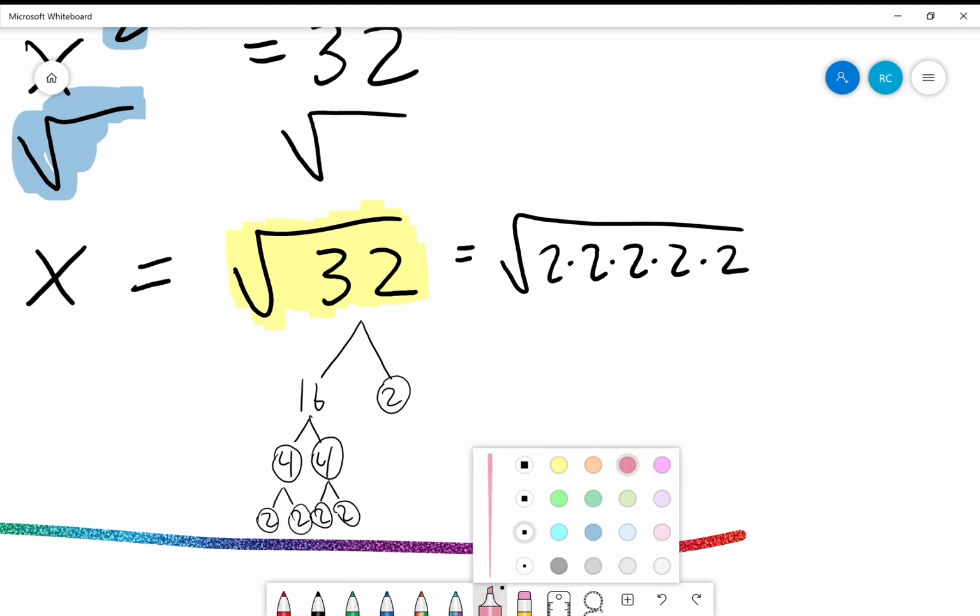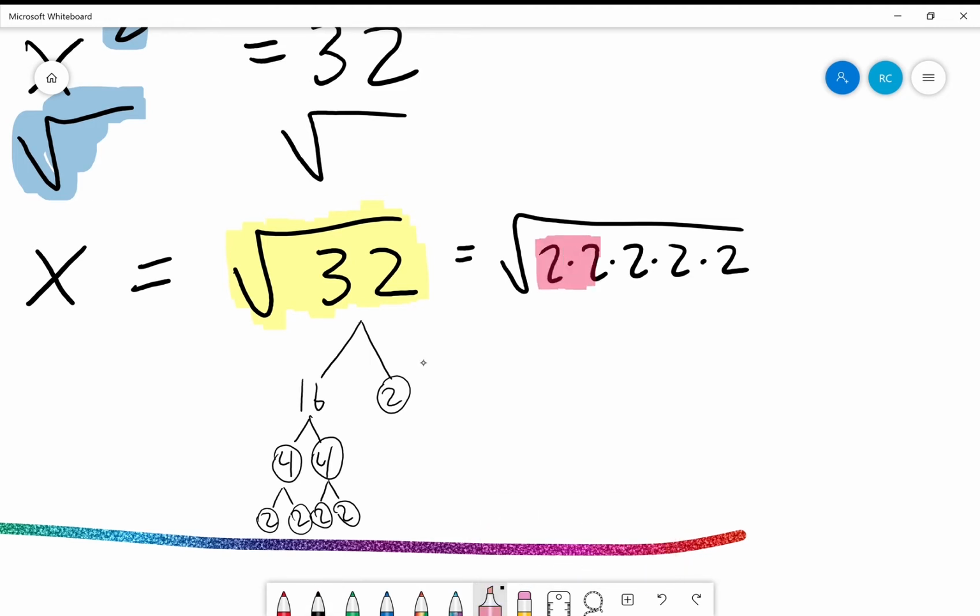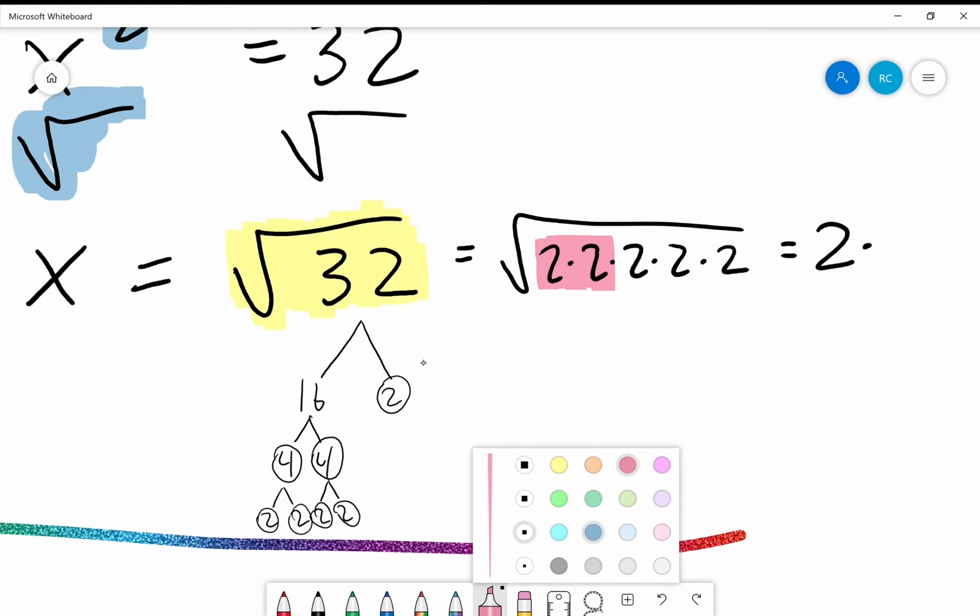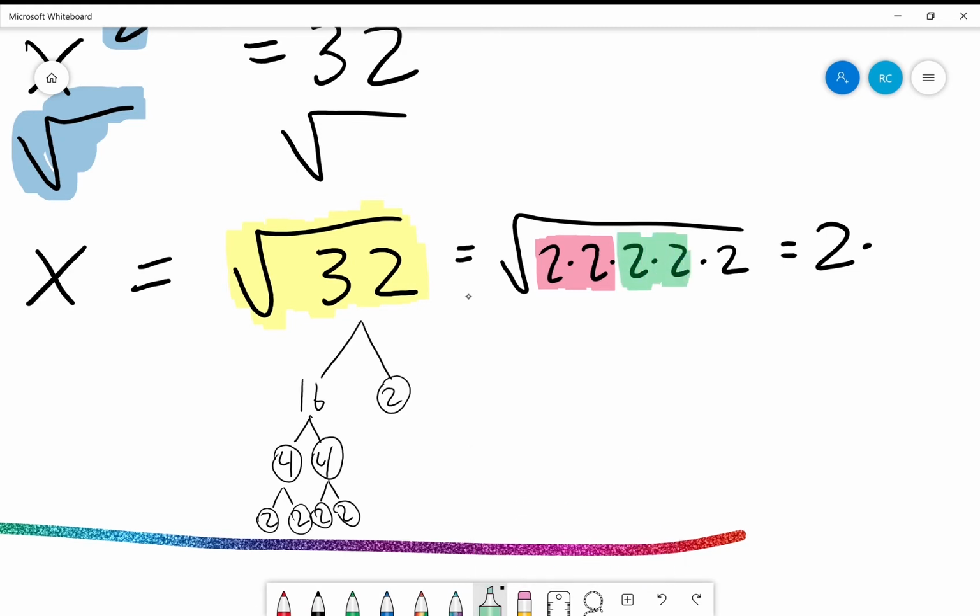Well, I see a pair of 2's here that I can take the square root of. 2 squared, well, the square root of that is 2. And hey, look, I see another pair of 2's.